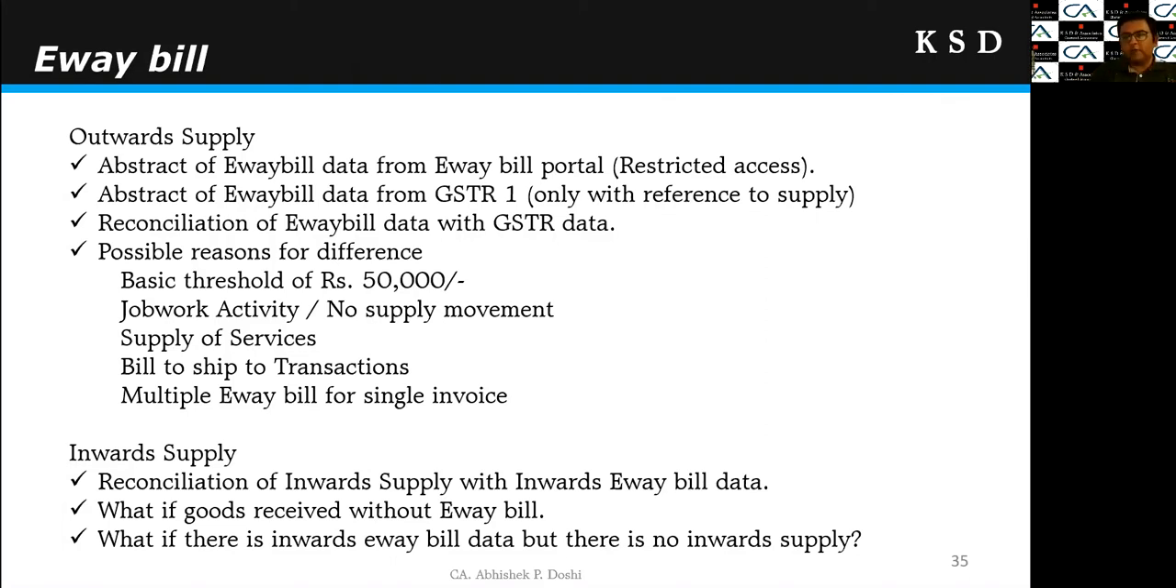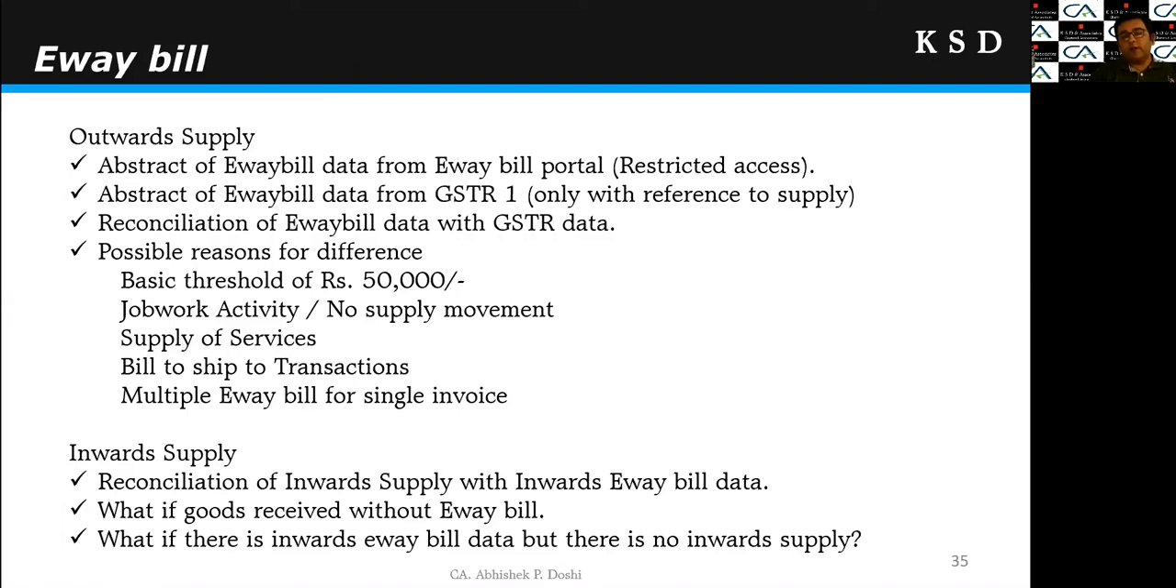Some of the possible reasons for such differences would be the basic threshold of rupees 50,000. If my supply transaction is only for 20,000, there will be no EVA bill, right? Then job work activity or no supply movement. I have to send goods for job work, I have sent goods for repair, etc. An EVA bill would have been generated, but the same has not been reflected as a supply in GSTR 1 or 3B. Then supply of services is not covered in the EVA bill.